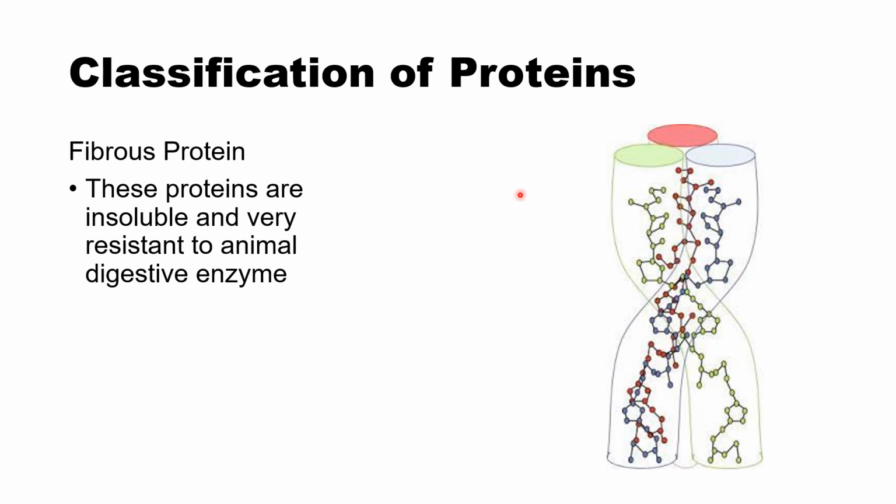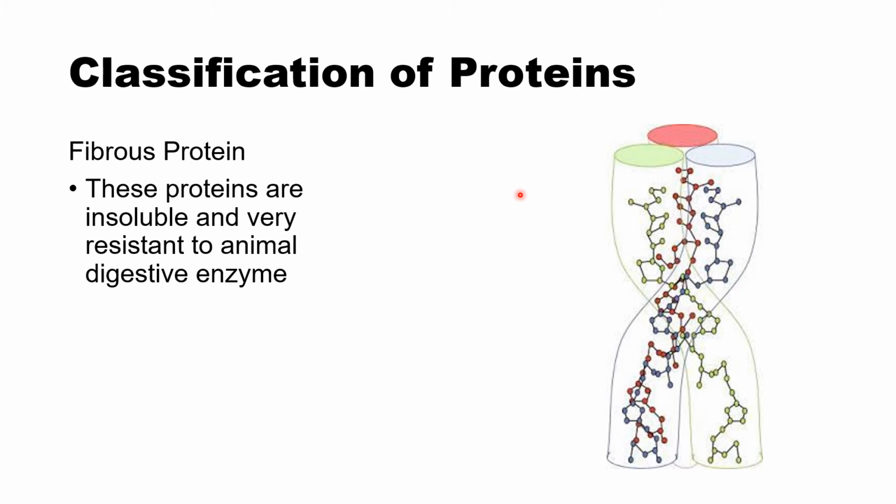Then we go for the classification of protein. There are a lot, I think three or more classifications of protein. First is the fibrous protein. These proteins are insoluble and very resistant to animal digestive enzymes.